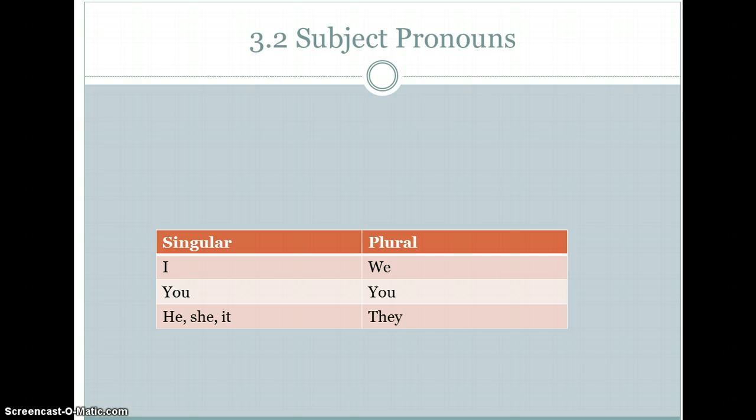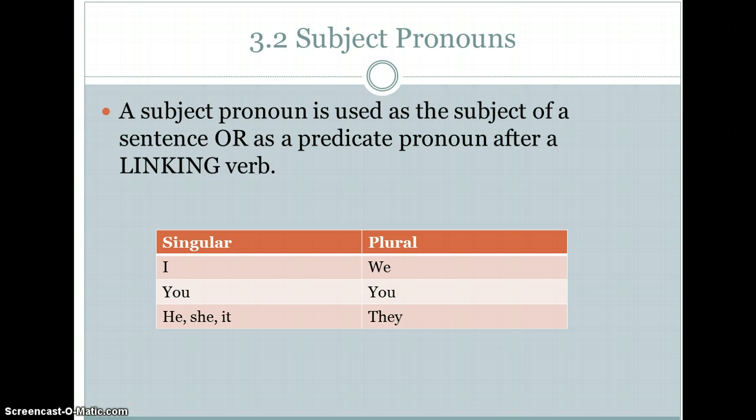All right, now lesson 3.2 is on page 61. A subject pronoun is used as the subject of a sentence or as a predicate pronoun after the linking verb. You have to remember what predicate nouns and pronouns are. Remember, they come after a linking verb, not an action verb. So let's look at that chart. This is the same chart I was just talking about in the previous lesson, and that's also on page 61. There are singular and plural pronouns, and I'll let you look at that chart.